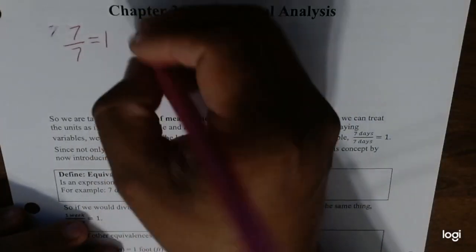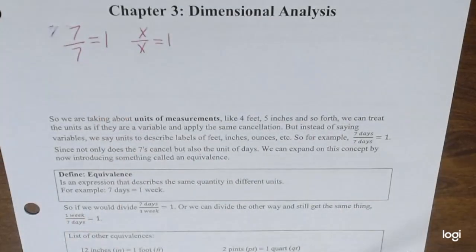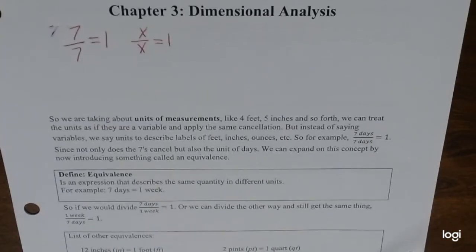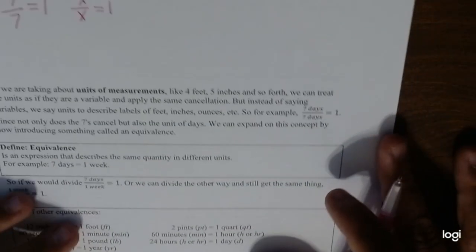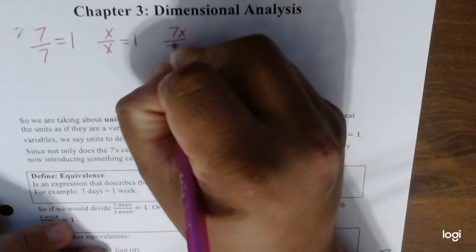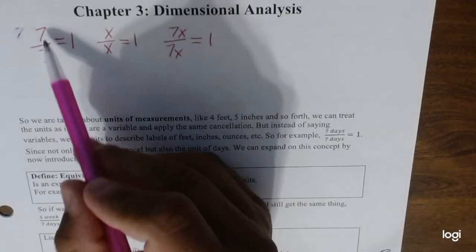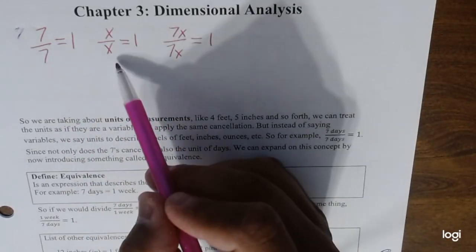So let's go a little into the algebra portion. What about x over x? That also gives you 1, right? Because just like 7 over 7, they cancel each other out to give you 1. It's the same concept when it comes to units. So for instance, if we have 7x over 7x, that still gives you 1, because the 7 over 7 gives you 1, and x over x gives you 1.